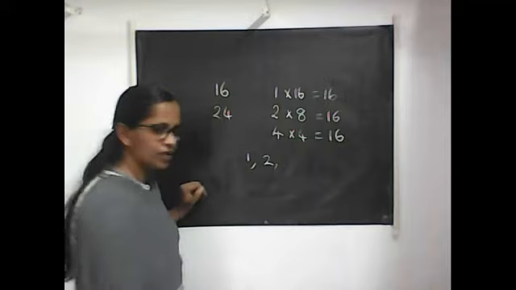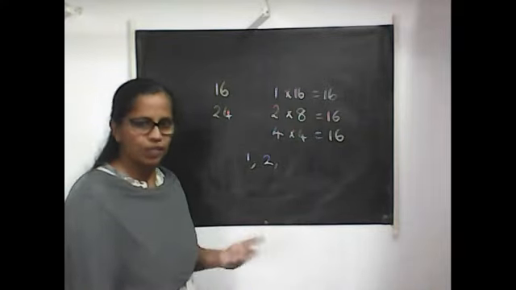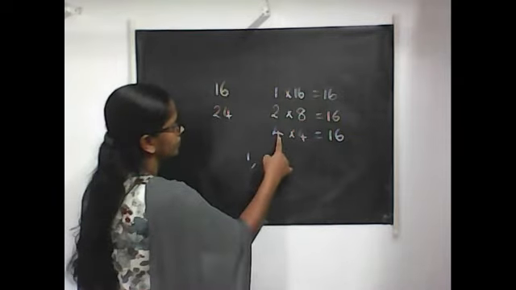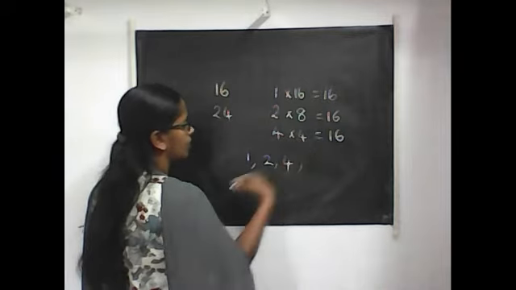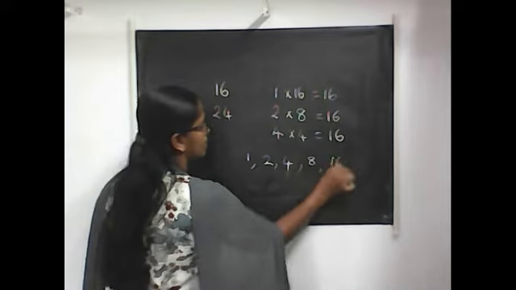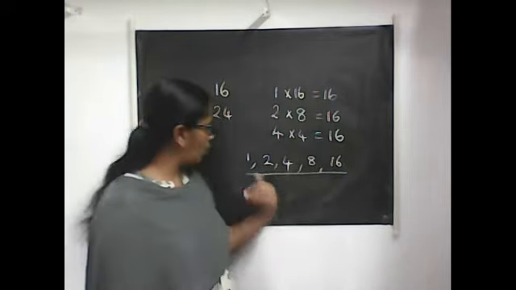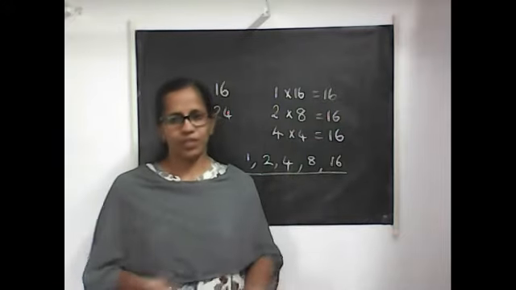While writing the factors, try to write in ascending order, so it will be easy for you to find out whether any number is missed or not. So 1, 2, 4. Again 4 comes, so no need of writing it a second time. Then 8, then 16. So 1, 2, 4, 8 and 16 are the factors of 16.